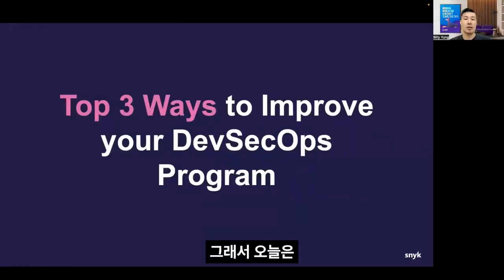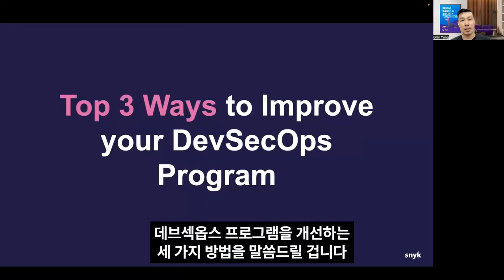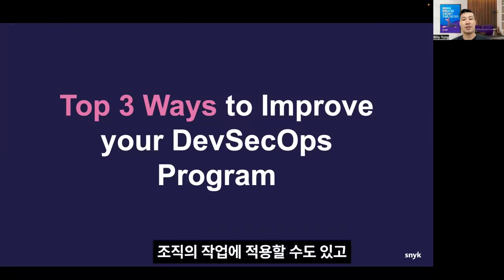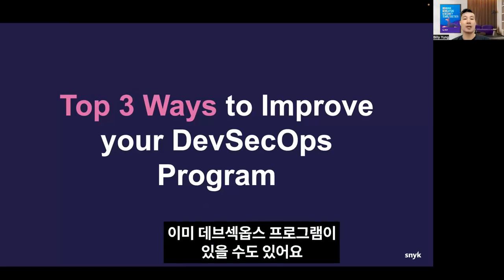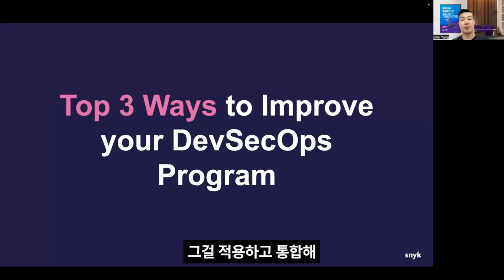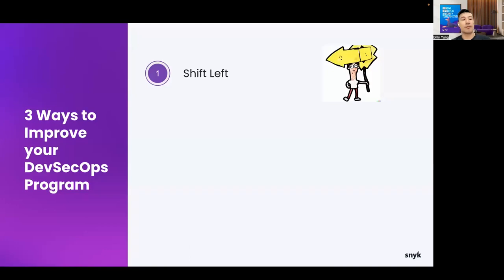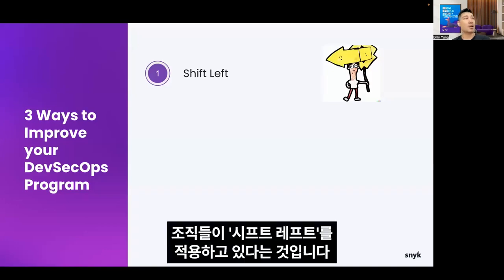So for the talk today, I will go over some of the top ways to improve your DevSecOps program, whether you are starting off into DevSecOps at your organization, or whether you already have an existing DevSecOps program and you're looking for ways to improve the adoption and the integration that you have today. And the first way that I have seen organizations start doing and start focusing on is shifting left.